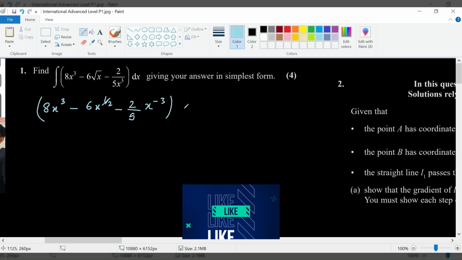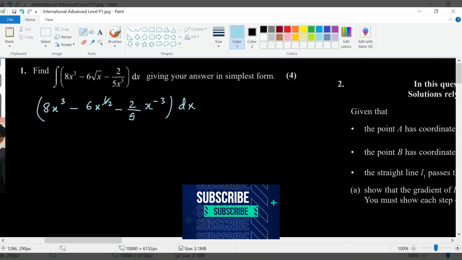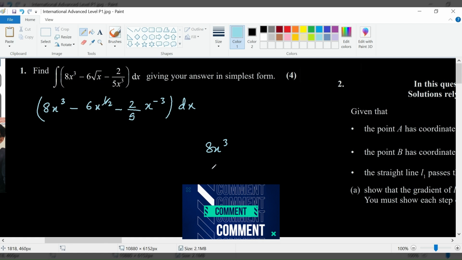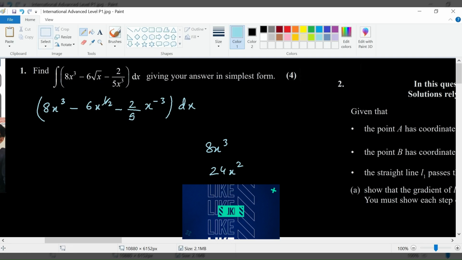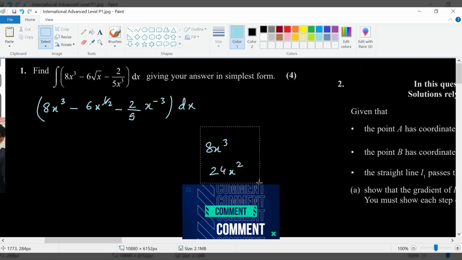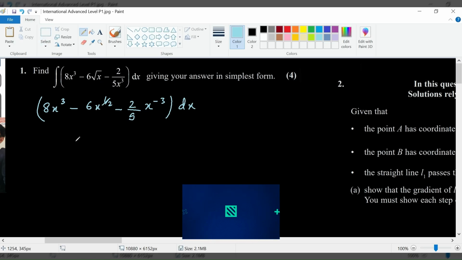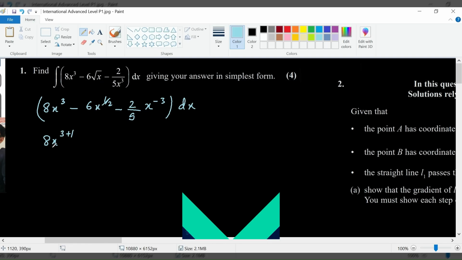Now, once we are differentiating, for example 8x cubed, that means 8 times 3 is 24, and x is reduced to the power 2. So this is differentiation. Now, once we are doing integration, we are going to do the opposite. What we do is, I will write 8x to the power 3 plus 1. We are adding 1, as the opposite of differentiation.